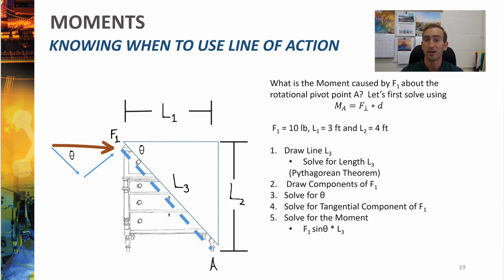3-part equation, pretty much. And if we plug in our numbers, if F1 was 10 pounds, L1 was 3, and L2 was 4, we would get a value of 10 times 4/5 times 5, which, as you can see, would be 10 pounds times 4 feet, 40 pound-foot of moment. Let's look at how we would do this now in a much easier way with line of action.